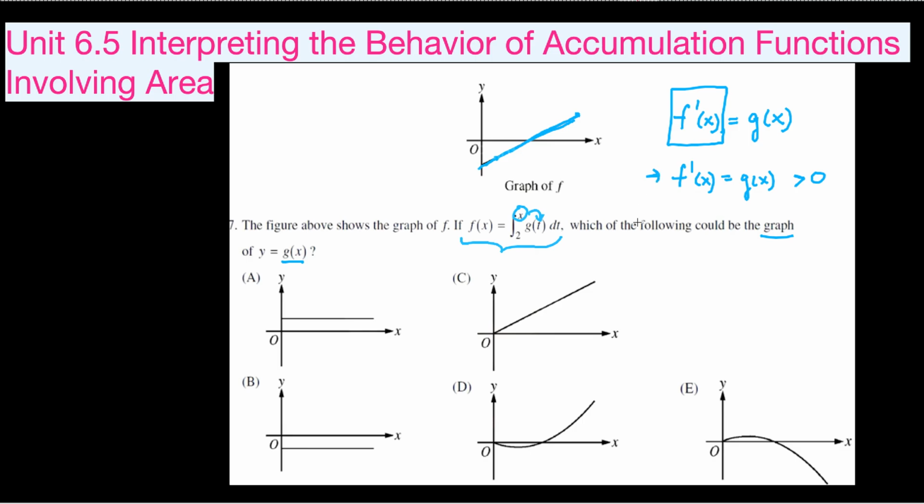It's always greater than 0. That's one thing. Then the next thing is, is the slope of the tangent line at any of these points changing? No, it's constant. So g of x, or f prime of x, equals some constant, which means that it's a horizontal line. And the thing that satisfies both of these conditions is just choice A in this case. The key here was to see that you needed to use the fundamental theorem to know that f prime of x was equal to g of x.